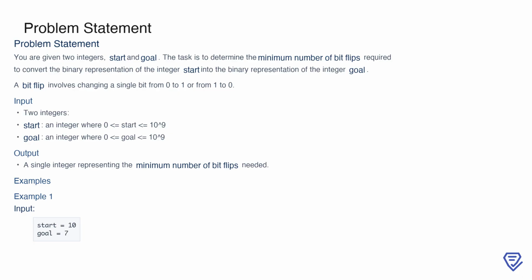The input consists of two integers, start and goal, where both values range from 0 to 10 to the power of 9. The output is a single integer representing the minimum number of bit flips needed to achieve this conversion.